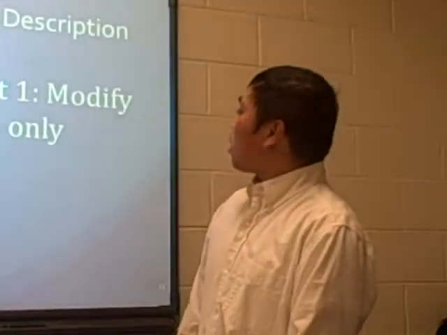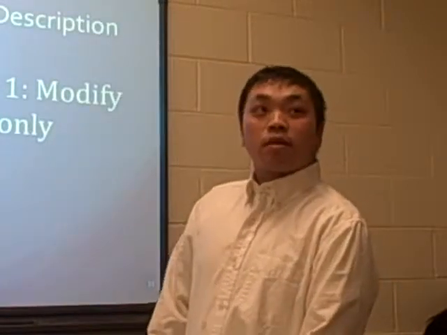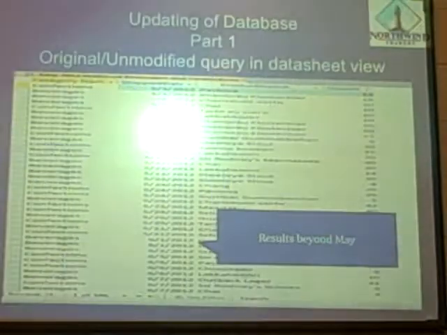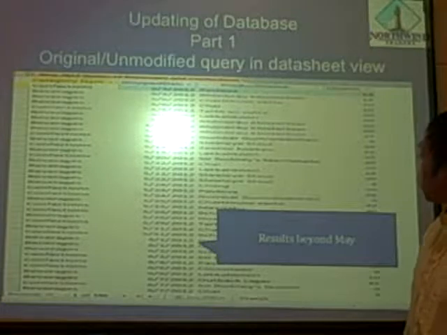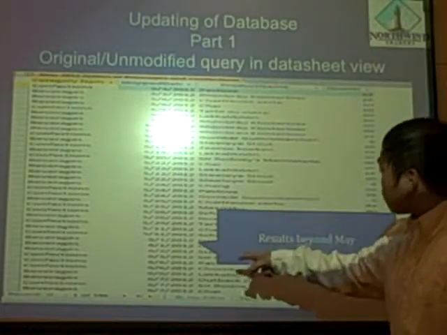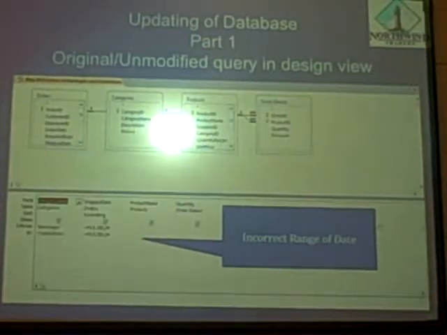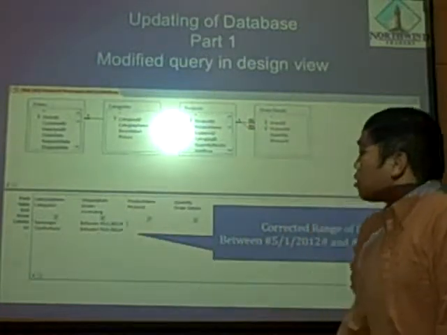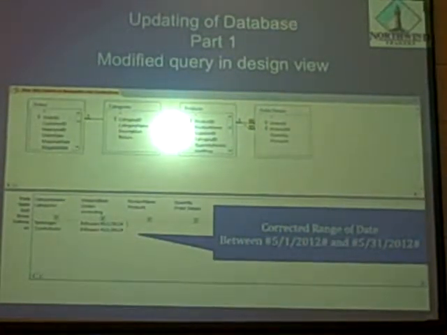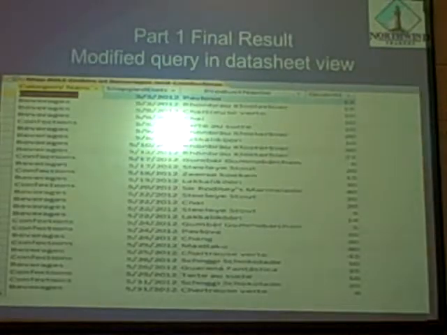Next, we have a project where we have to modify the query to contain orders from only May of 2012. So we opened up the database, and we saw that we had results beyond May of 2012. We investigated and found that they had an incorrect range of dates, which went past May of 2012. We corrected that to the correct range of dates, which is between May.